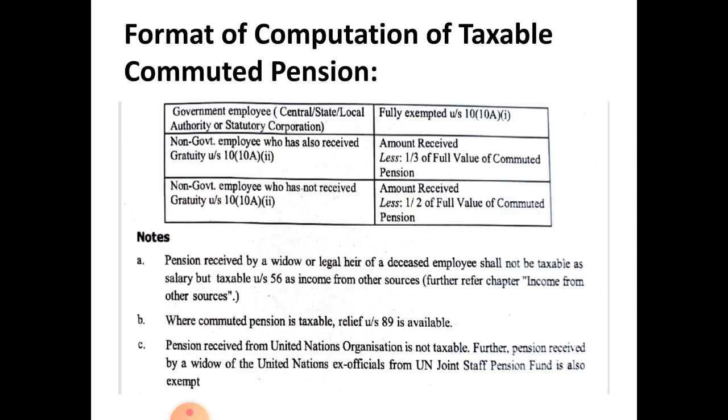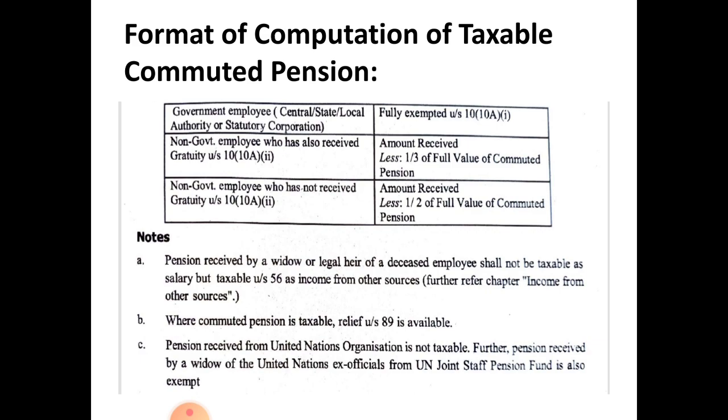See the format of computation of taxable commuted pension. Government employee, he may be a central government employee, state government employee, local authority or statutory corporation, is fully exempt under section 10 subsection 10A clause 1. For a non-government employee who has also received gratuity, the format is: amount received as commuted pension less 1/3 of full value of commuted pension. For a non-government employee who has not received gratuity under section 10 subsection 10A clause 2, the format is: amount received less half of full value of commuted pension. This is a simple format, only 2 steps are there.